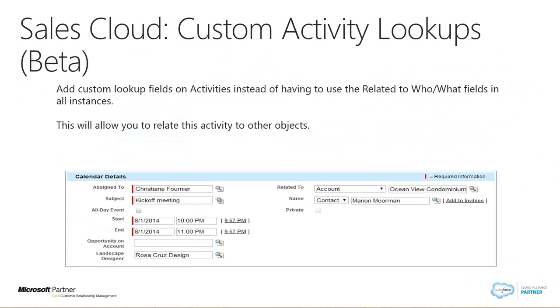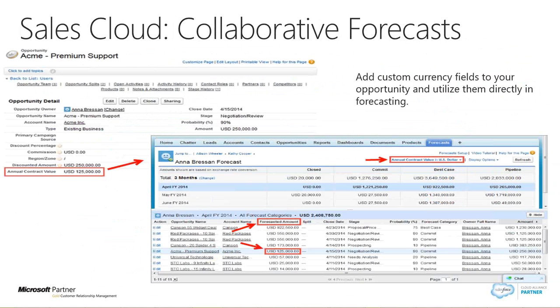So custom activity lookups are something that could be done in the past, but it was definitely not very easy, and it was pretty difficult to set up and utilize. But now you can create custom lookup fields on your activities instead of having to use the Who and What fields. The field type for the lookup relationships lets you add those lookup fields, and then it lets you utilize those custom currency fields on your opportunities, and then utilize them in your forecasting.